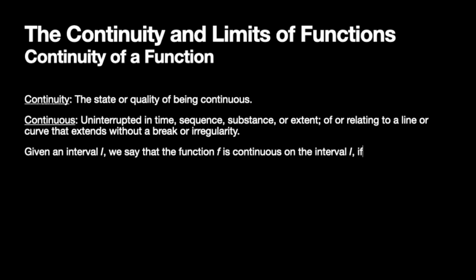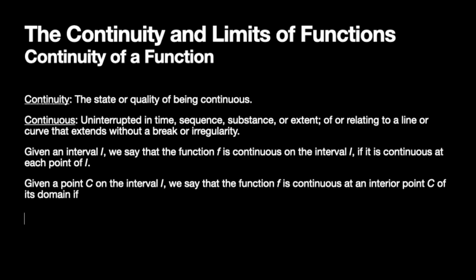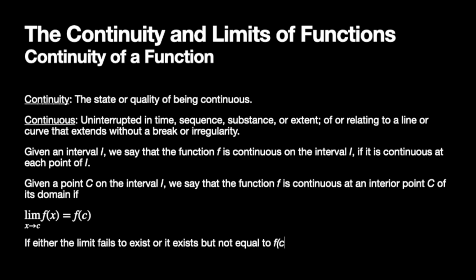Given an interval I, we say that the function f is continuous on the interval I if it is continuous at each point of I. Given a point c on the interval I, we say that the function f is continuous at an interior point c of its domain if the limit as x approaches c of f of x equals f of c. If either the limit fails to exist, or it exists but is not equal to f of c, then we say that f is discontinuous.